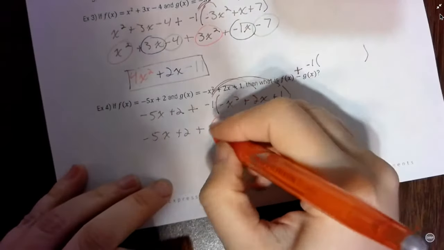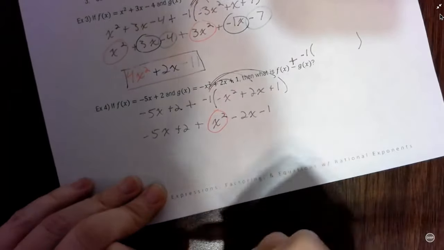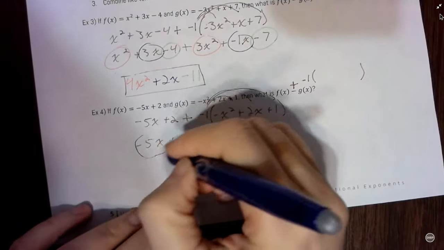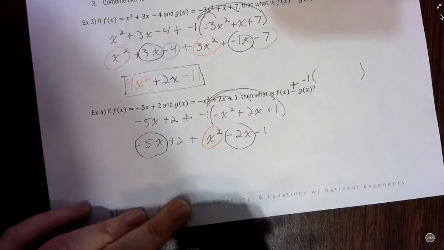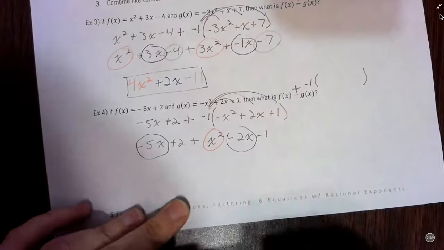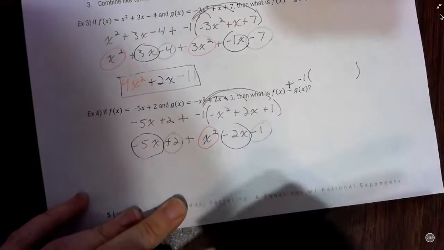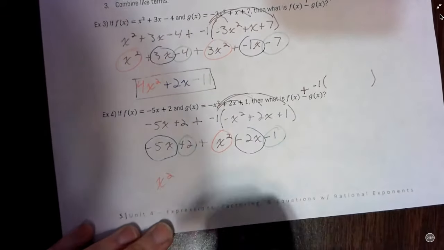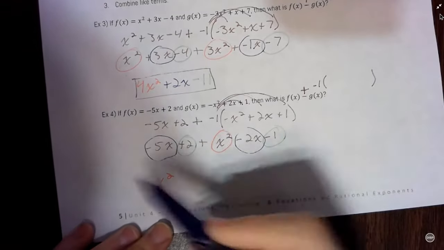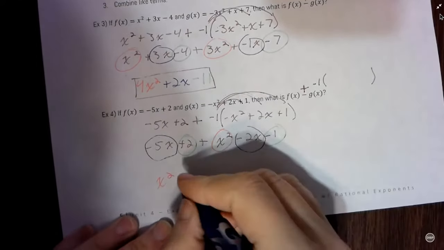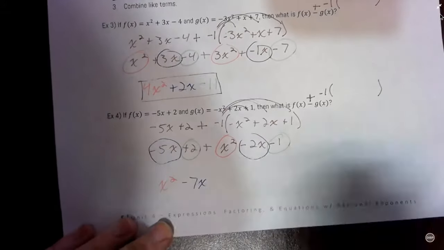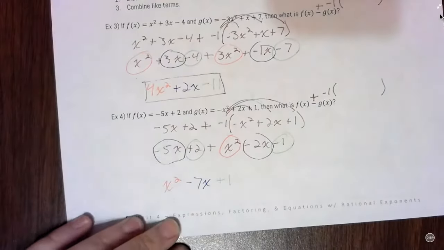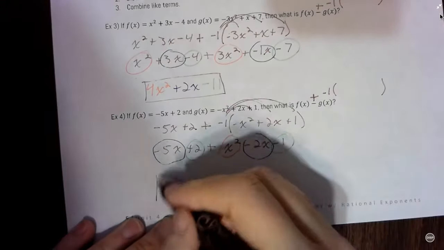So I have x squared and nothing else, just x squared. And I have negative 5x, negative 2x, and then I have 2 and negative 1. I'm going to write down what I've got. So x squared, negative 5x minus 2x is negative 7x. And finally, 2 minus 1 is positive 1. So there is my answer.